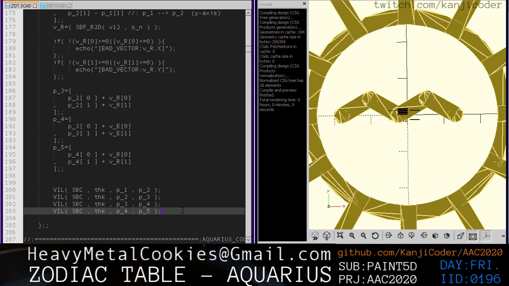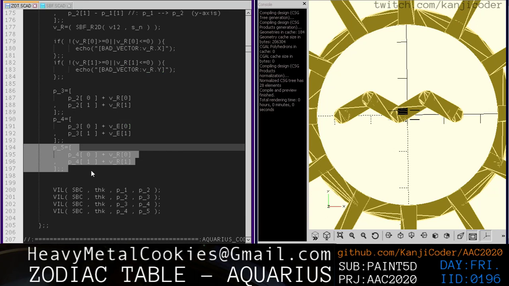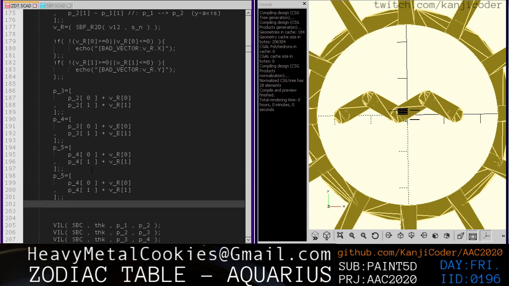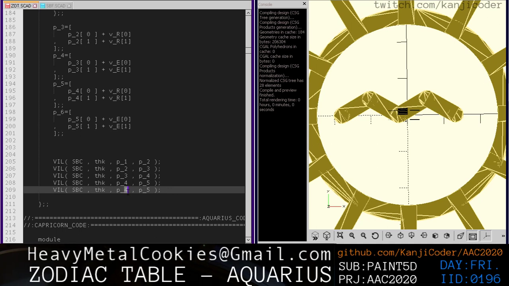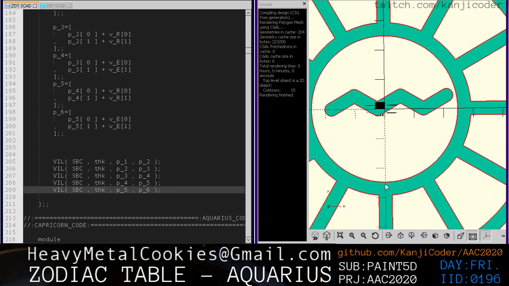Okay. So let's do this one more time. So we need like one more piece. So this is going to be P6. We start off from point 4, and we use this vector here. And let's just duplicate this line, right? So we're going to go 5 to 6 now. 5 to 6. And F4. Okay, so now we have kind of the basic zodiac symbol thing we need.